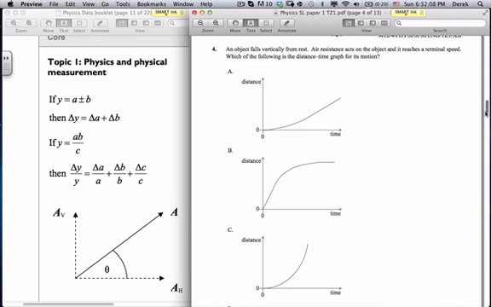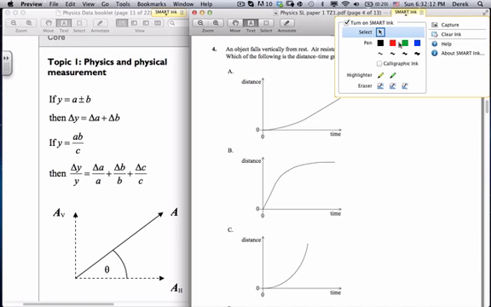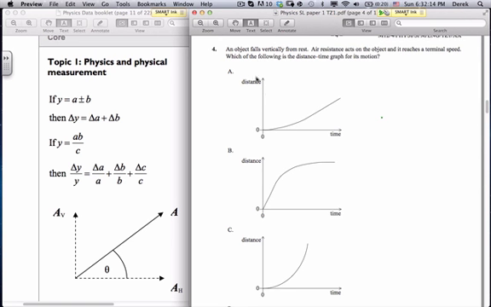Going into this one over here, it says an object falls vertically from rest, air resistance acts on the object, and it reaches a terminal speed. Now terminal speed is a constant speed. Which of the following is the distance time graph for the motion?